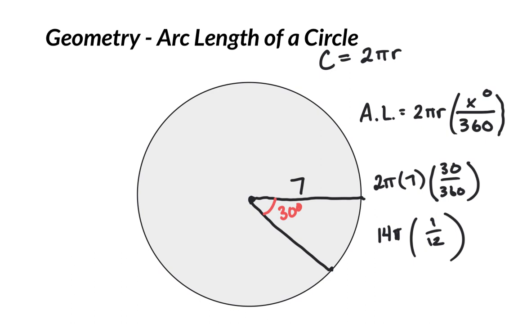Again, if you want to just type it in and get a decimal answer, you can. 14 pi times 1/12 is 14/12 pi. And I'm going to reduce that because 14 over 12 reduces to 7/6 pi. And that would be my answer.